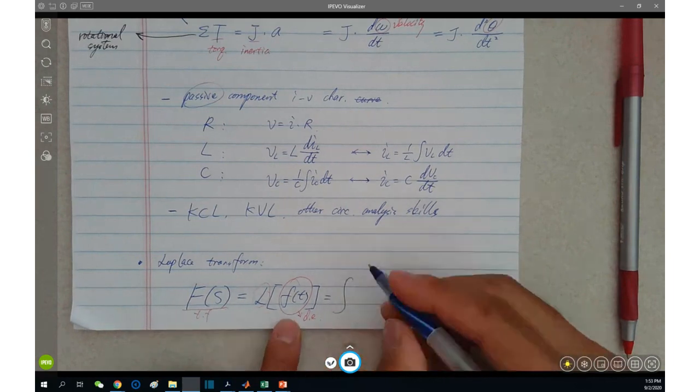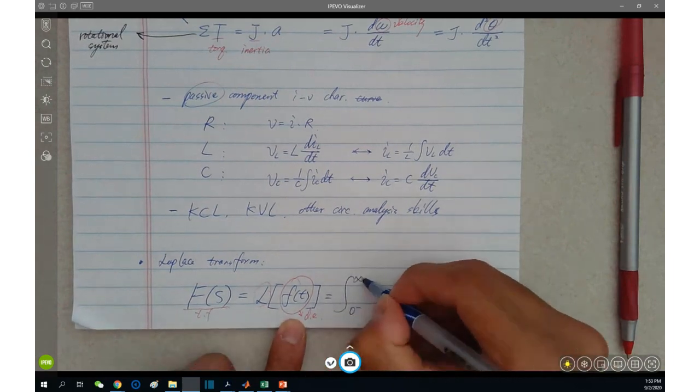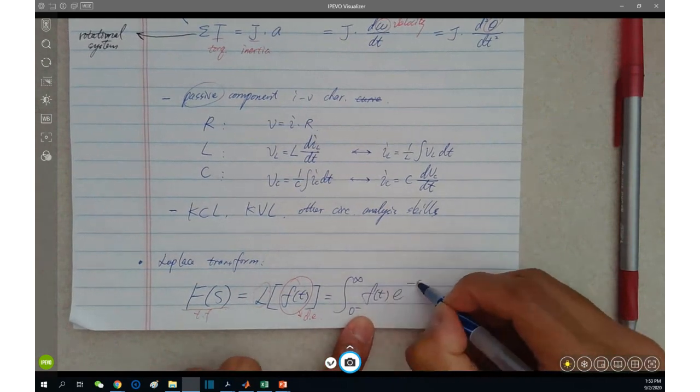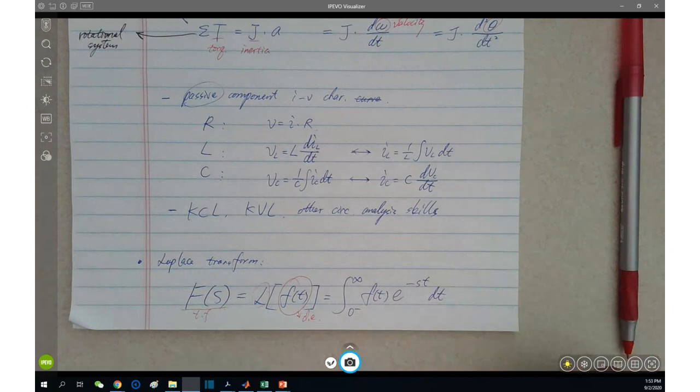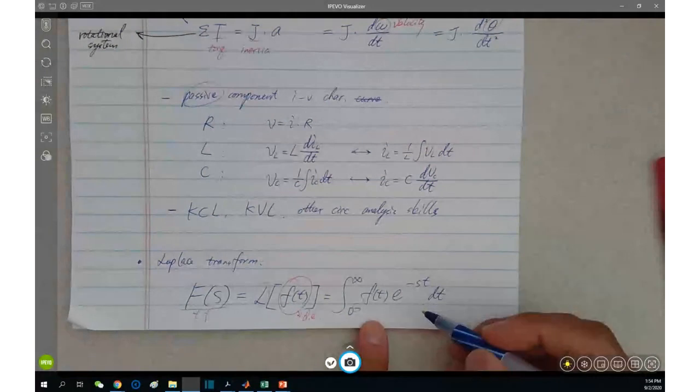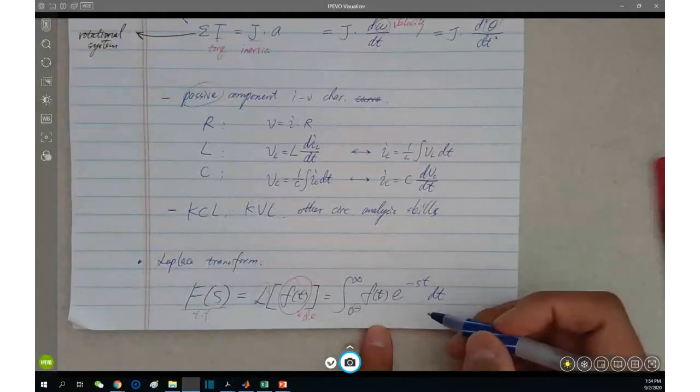Mathematically, it's like this. It's quite complicated math. It's an integral from 0 negative to infinity. What does negative mean here? 0 negative means the moment right before 0. We will see examples if any, but for now we just mention it.